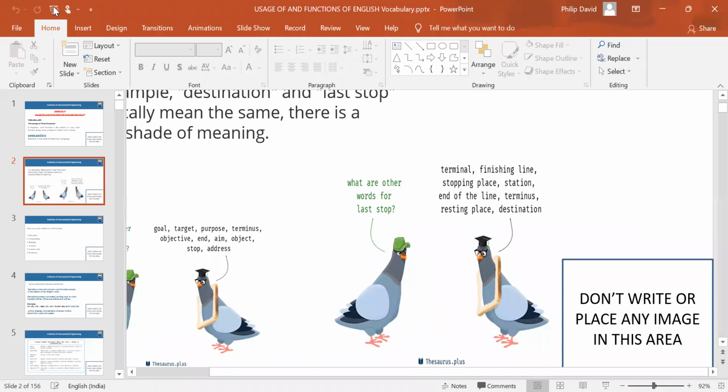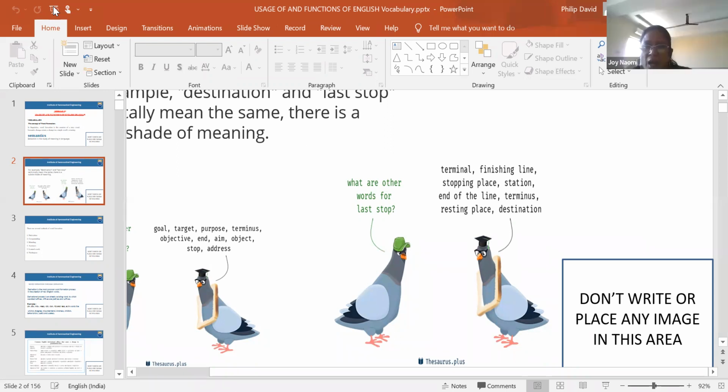I can't. Other words for last stop. Terminal, finish line, stopping place. No. That is last stop. I'm asking you to read the meanings for destination. Goal, target, purpose, terminus, objective, end, aim, object, stop, address.